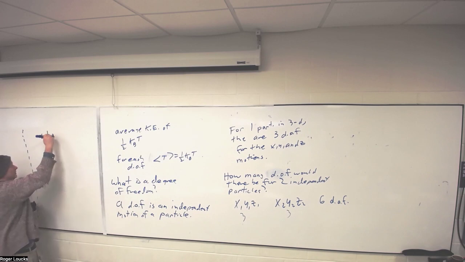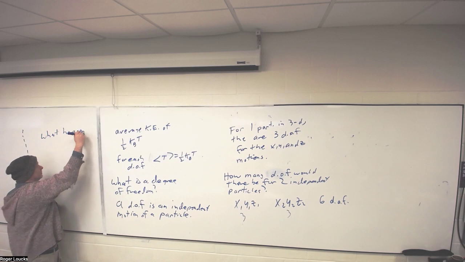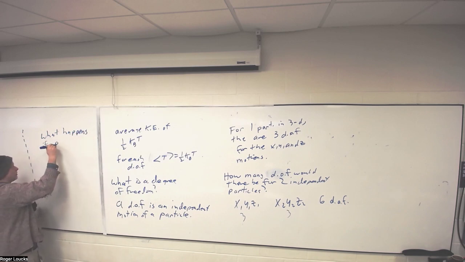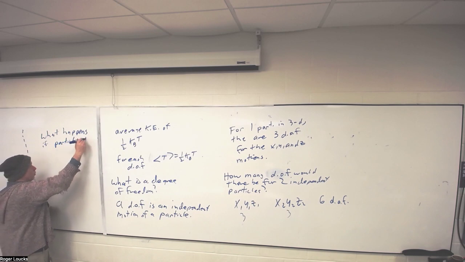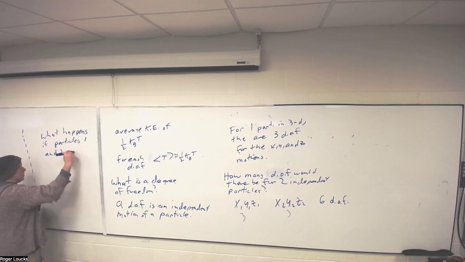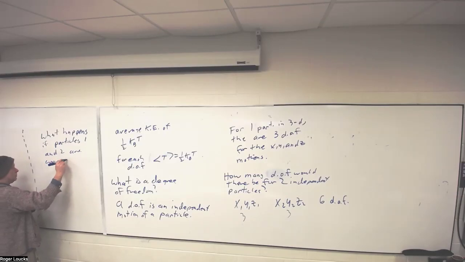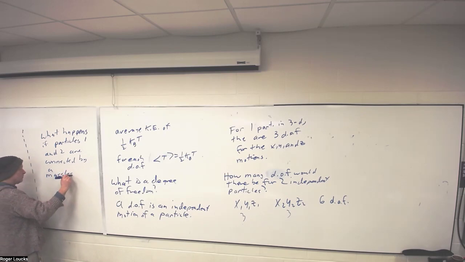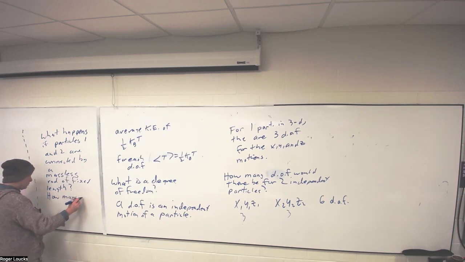Okay, so what happens if particles 1 and 2 are connected by a massless rod, fixed? How many degrees of freedom are there now? Six still.